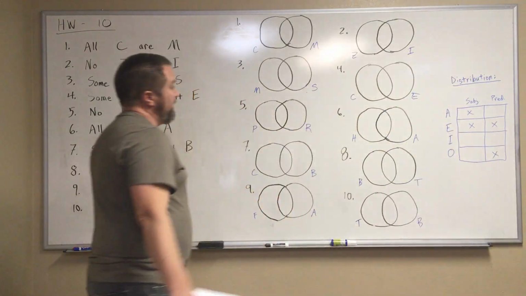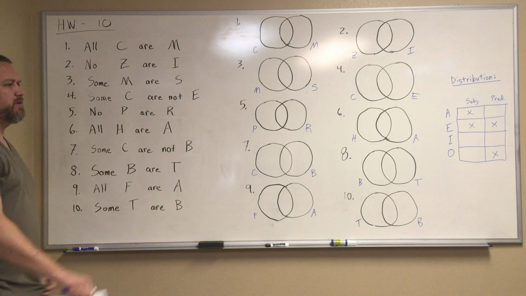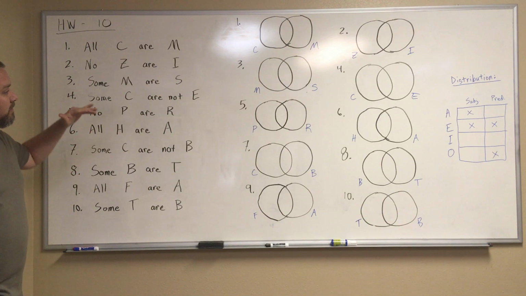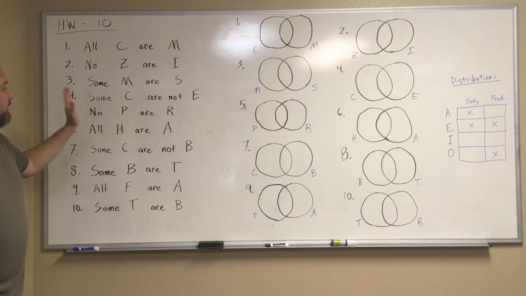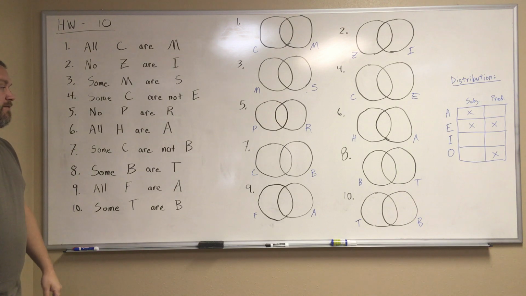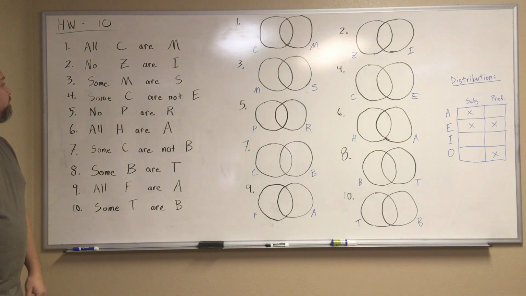I'm going to provide you with the answers for homework number 10 today. This appears on the day 4 lecture. If you haven't read through the lecture yet, go ahead and read through that. Then at the end of it, Rod has assigned 10 statements that we're going to do. Identify both the distributed terms and then complete a 2-circle Venn diagram for each. So go ahead and try those first. Then come back and watch the rest of this video if you haven't.